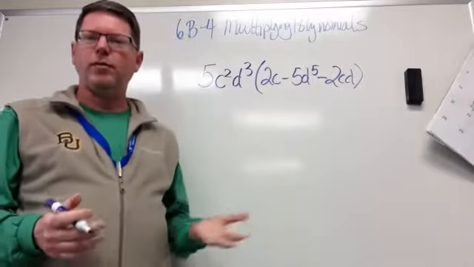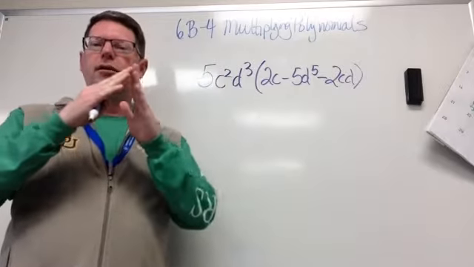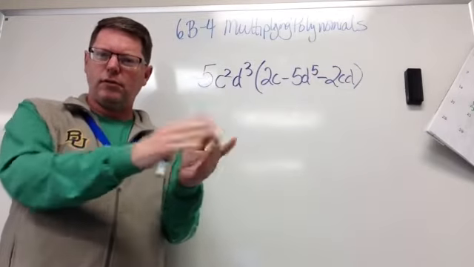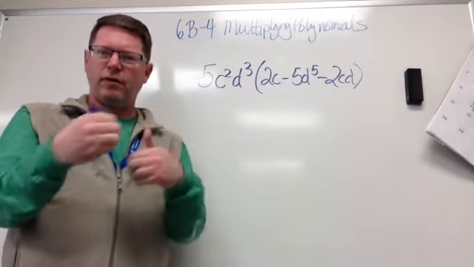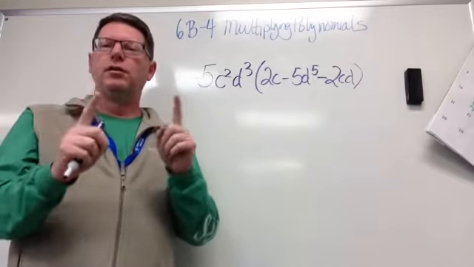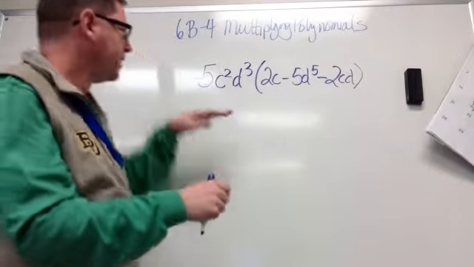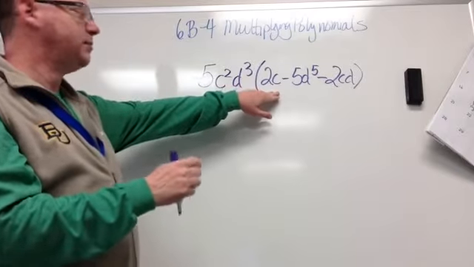So again, distributive property, but we want to multiply coefficients by coefficients. Do you remember what a coefficient is? It's a number in front of the variable. Oh, okay, good. And then we're going to do variable by variable. Okay? So 5c squared d cubed times 2c.